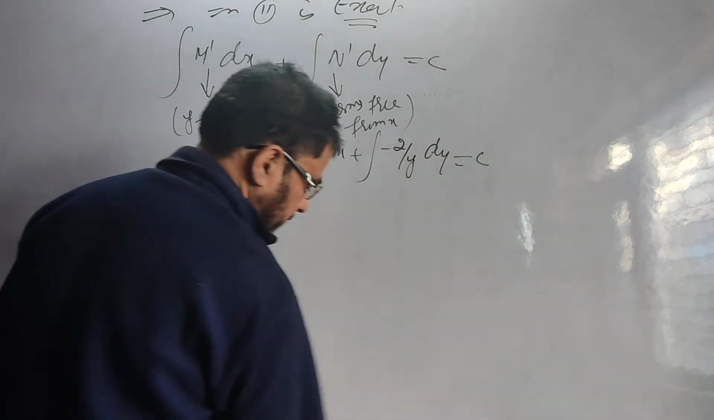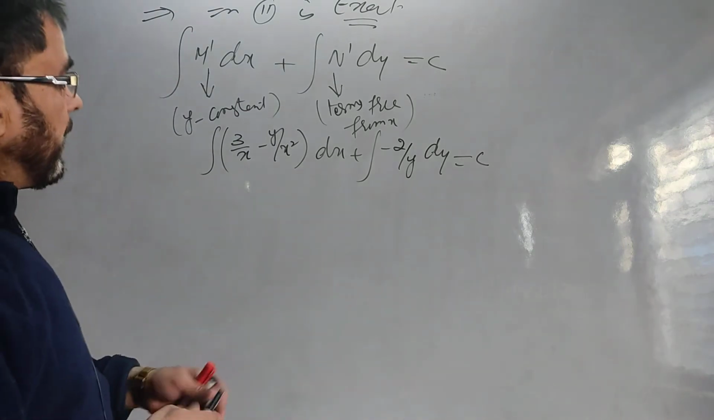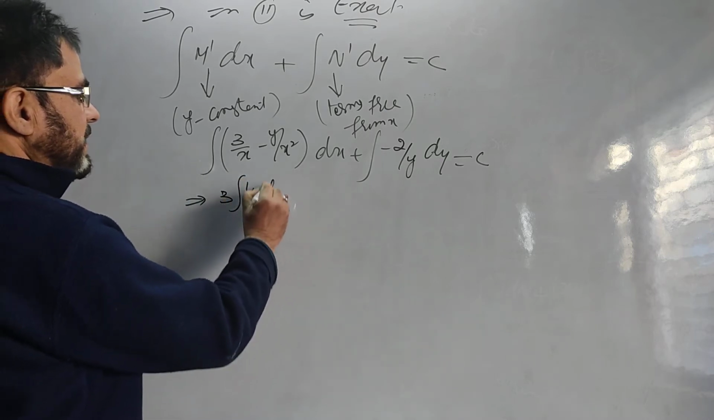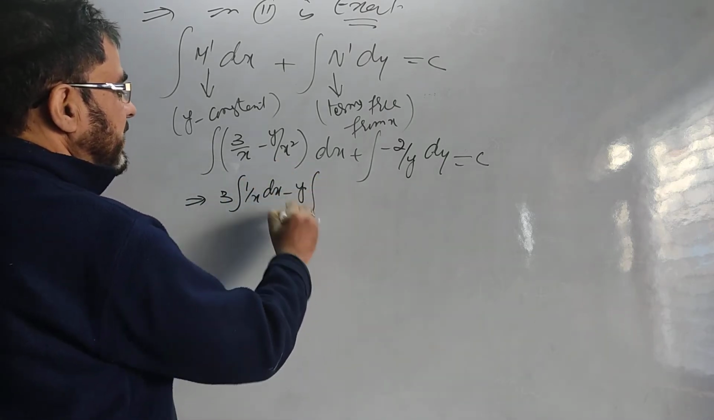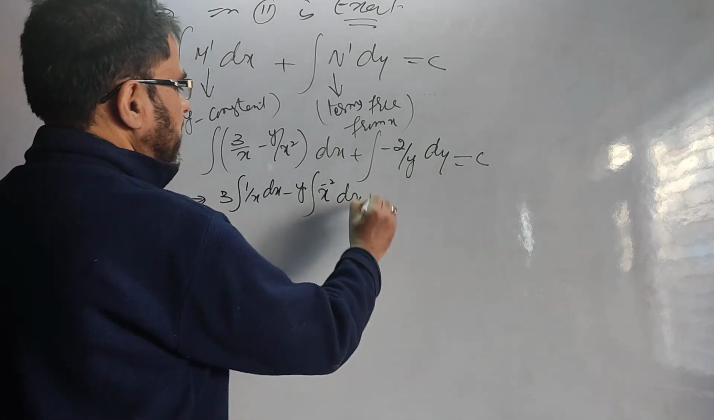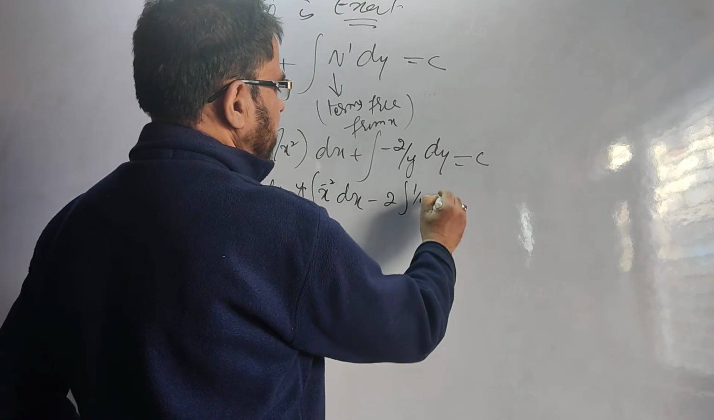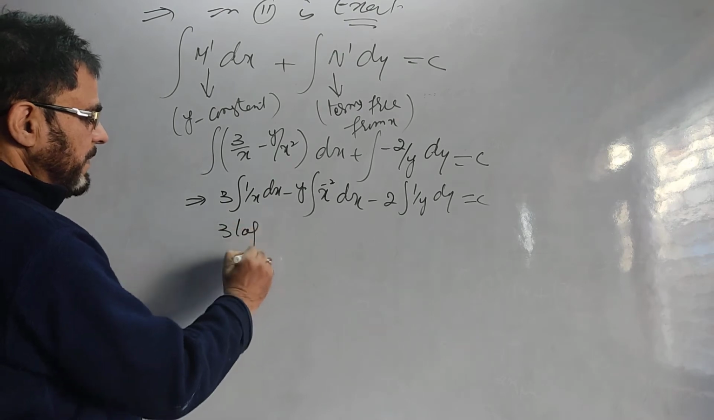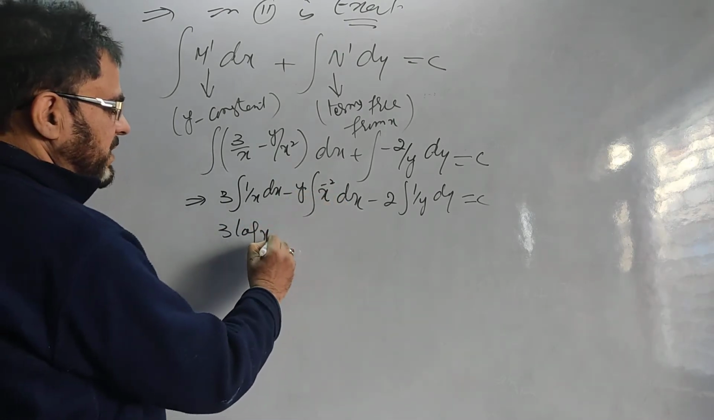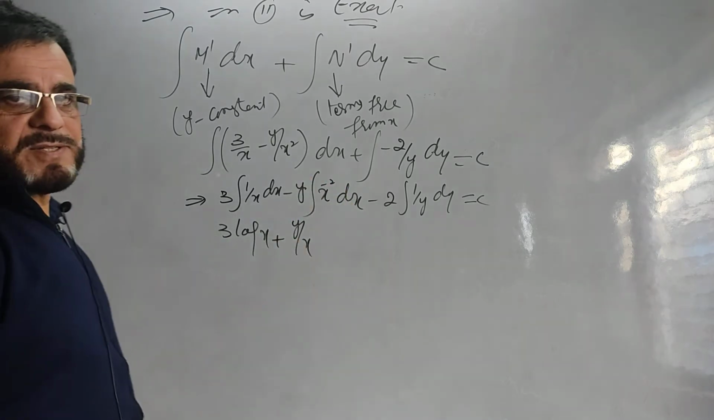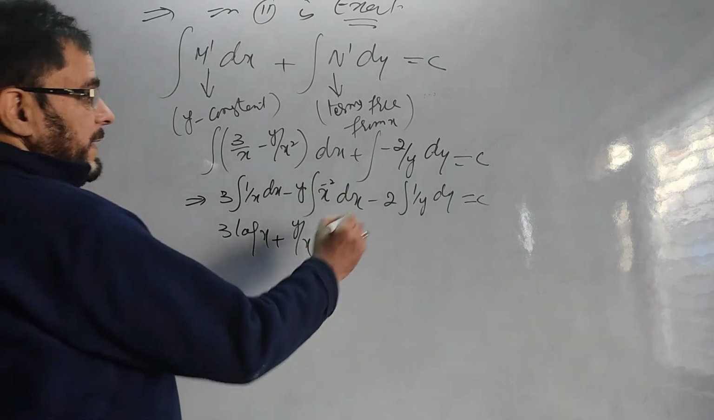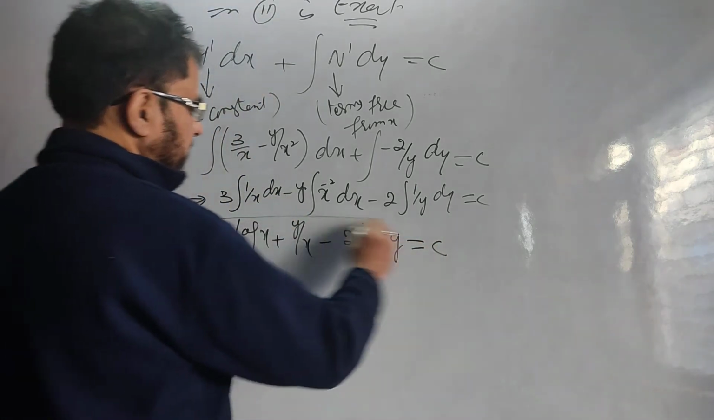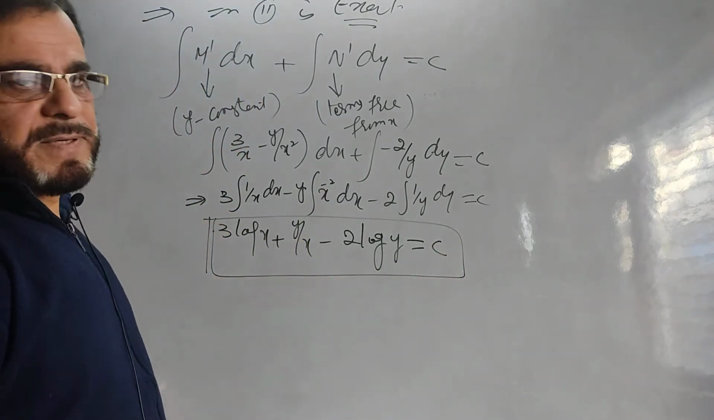Well, this on simplification gives me 3 times the integral of 1 by x dx, minus y, treated as constant, times the integral of x raised to power minus 2 dx, then minus 2 times the integral of 1 by y dy is equal to c. What is the integral of this? It is log x. What is this? Minus 1 by minus 1. It is plus y by x, when you integrate x raised to power minus 2, it gives x to the power minus 2 plus 1 by minus 1. Then minus 2 log y is equal to c. You can say that it is the solution of the given differential equation.